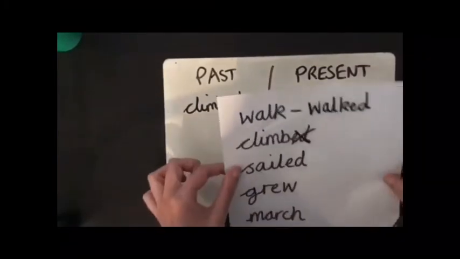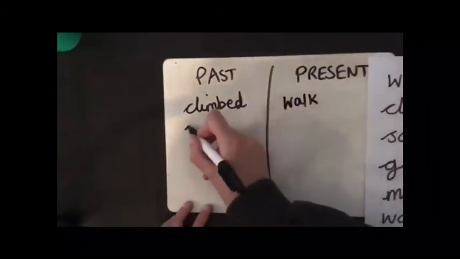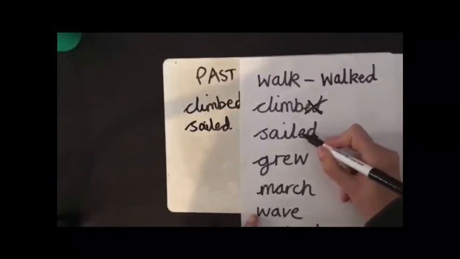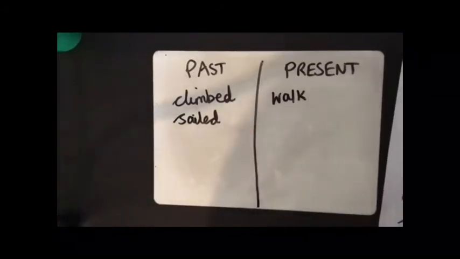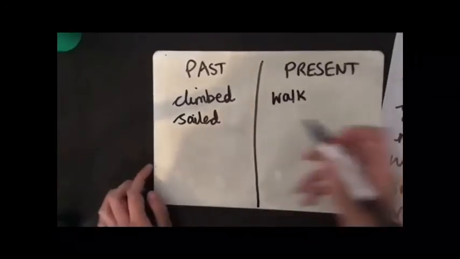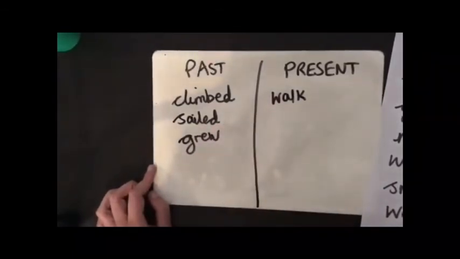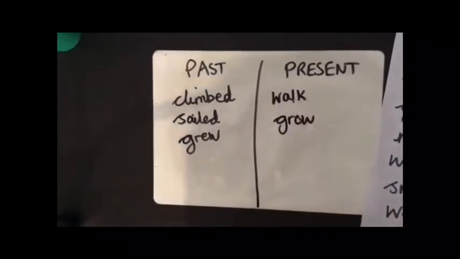The next one, sailed. Sailed on his ship. Past or present? Past tense. Well done. Give yourself a little tick if you got that one right. If it's present tense, it would be sail. Grew. Is grew present tense or past tense? It's actually past tense. The plant grew. If it was present, it would be grow.